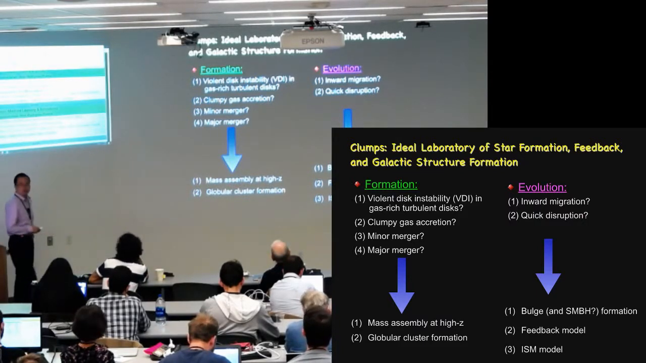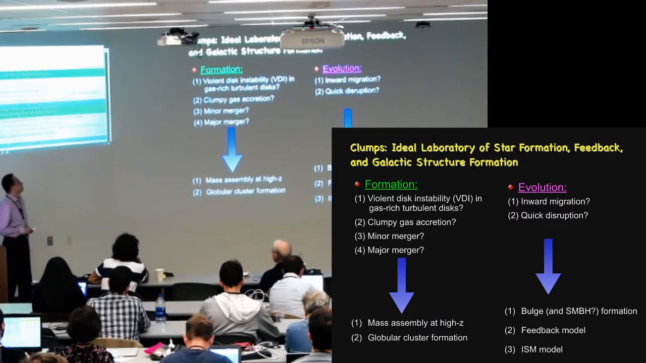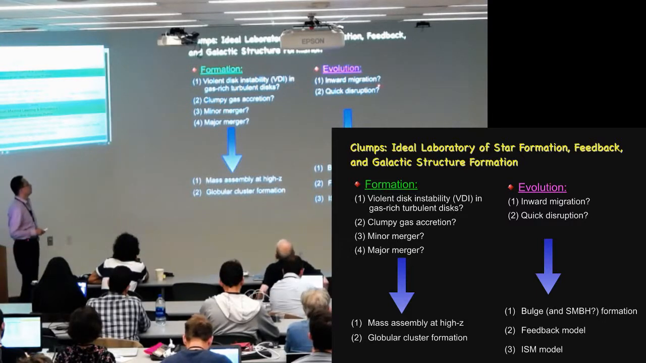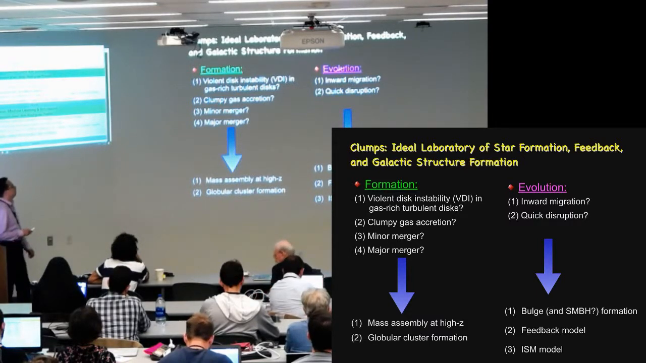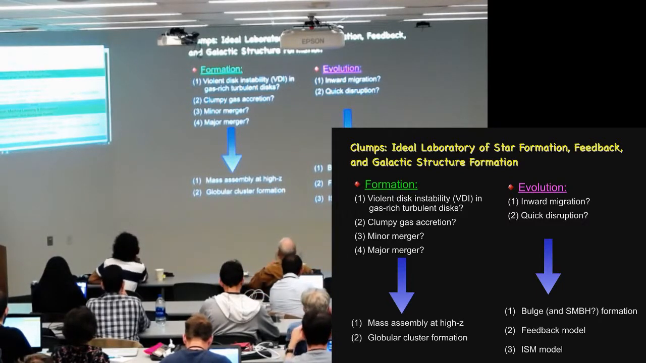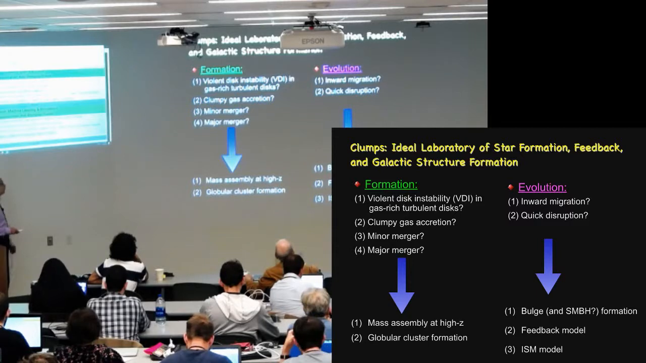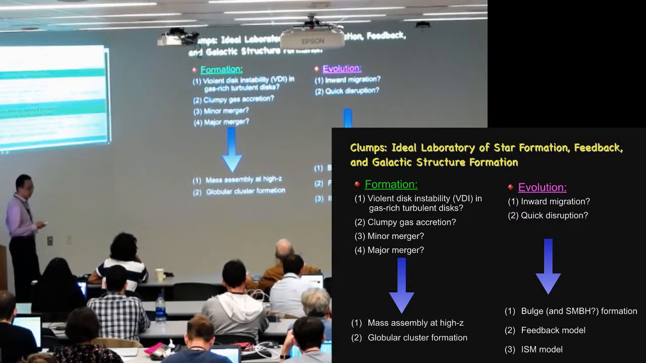And also, yesterday I heard about the study of globular cluster birthplaces. So this is also a connection to the formation of clumps. And what's the evolution of clumps once they formed? Are they going inward, to the center? Do they stay long enough to be able to migrate into the galaxy center, or are they quickly disrupted in their birthplace? That can tell us information about bulge formation and even supermassive black hole formation, or our knowledge of feedback models, even ISM models.